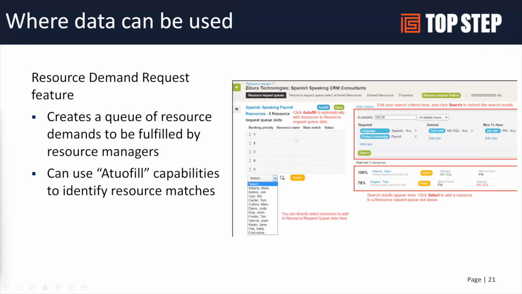It creates a queue of needs, again, using the profile elements and then allowing the resourcers to go in and you can actually do autofill. So autofill the resource queues and also go in and do searches and be able to see optional folks and select those. So again, really nice functionality, but with a very specific audience.